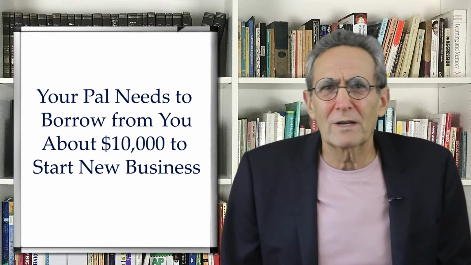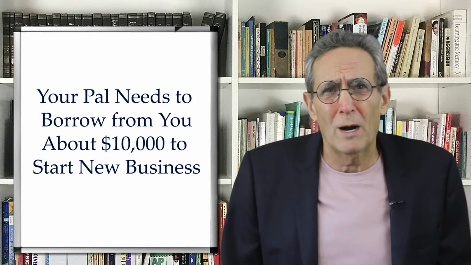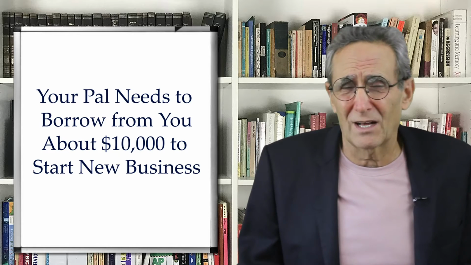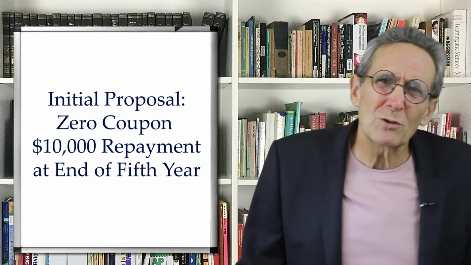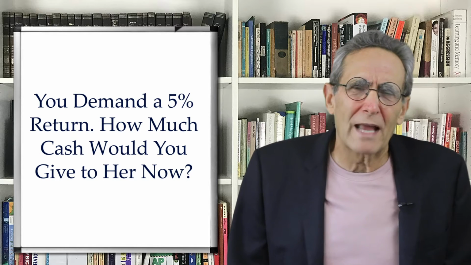So let's look at an example. Suppose a friend of yours wants to start a new business. She needs about a $10,000 loan from you. Her first offer is a zero coupon bond arrangement paying you $10,000 in 5 years. Suppose you demand a 5% return. How much cash would you be willing to give her now?